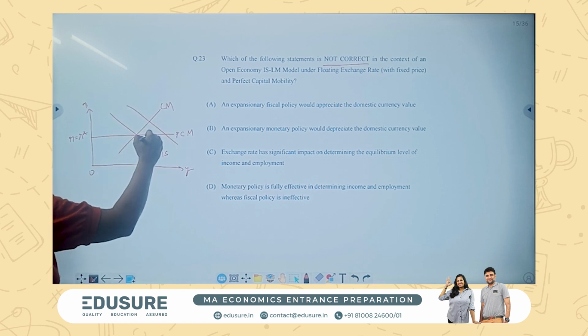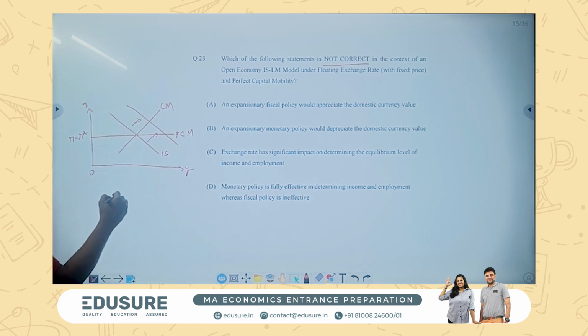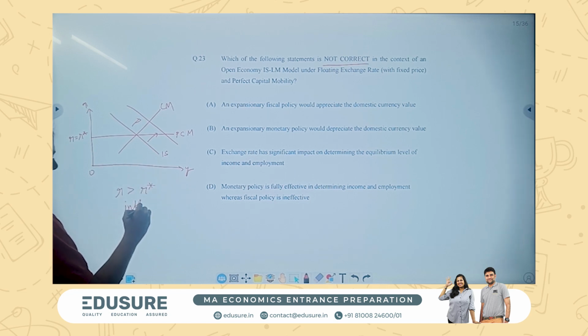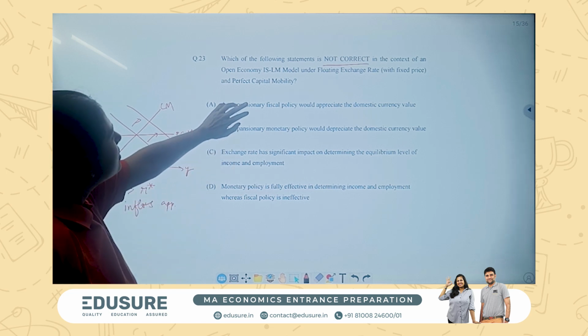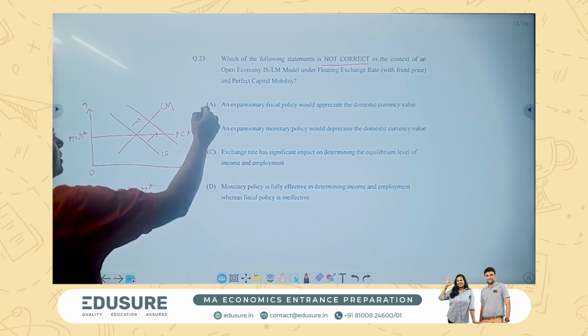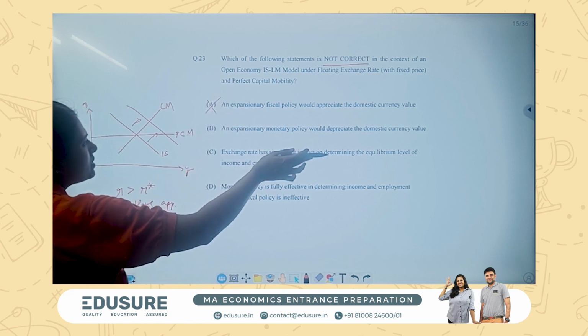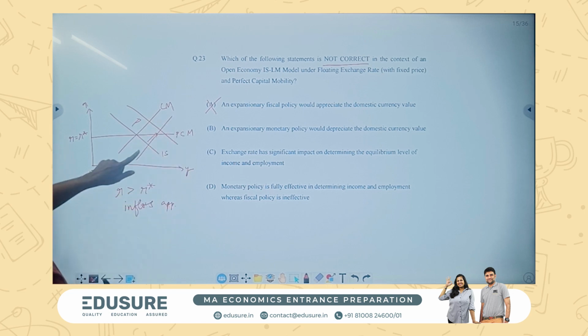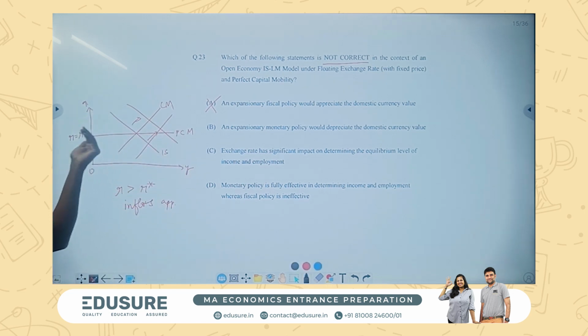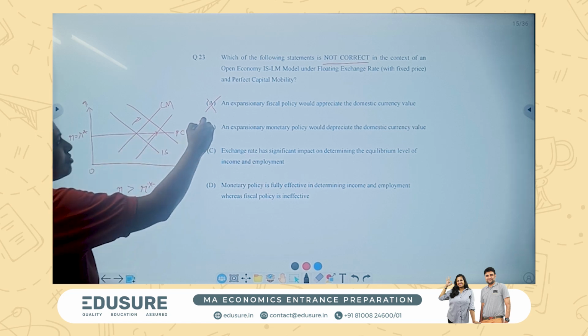If IS would shift out, then R would go above R star, and that would attract capital. So there would be capital inflows, and that would lead to currency appreciation. So A is correct, but we actually have to mark not correct, so this is not the right answer. An expansionary monetary policy would depreciate the currency. If it is an expansionary monetary policy, R is going to be less than R star, capital is going to move out and it is going to depreciate the currency. So even this is correct, so this is also not the right answer.